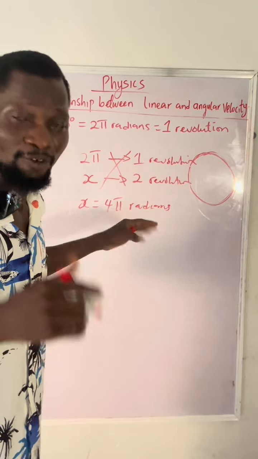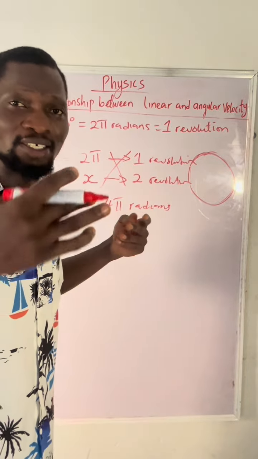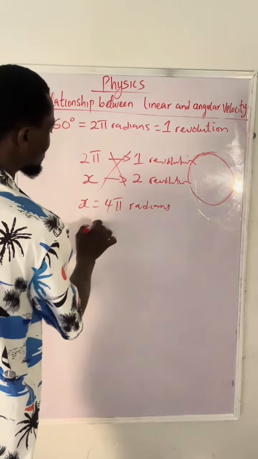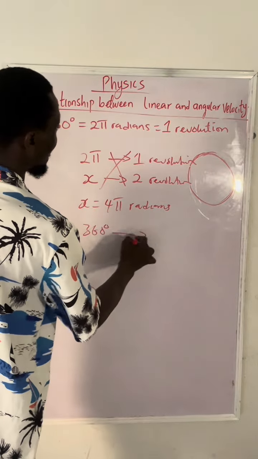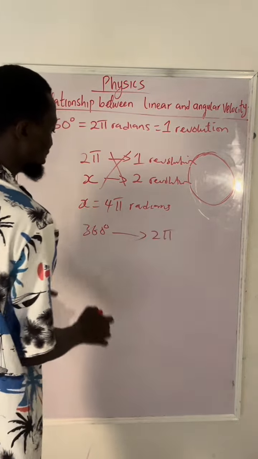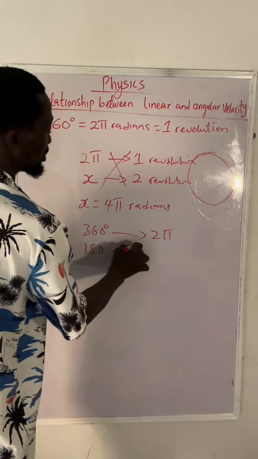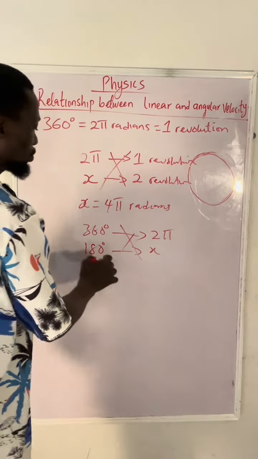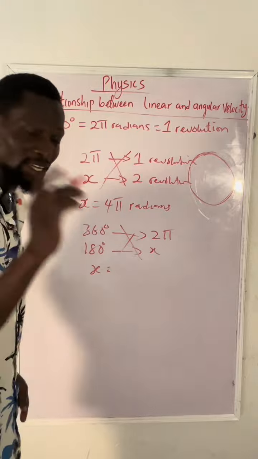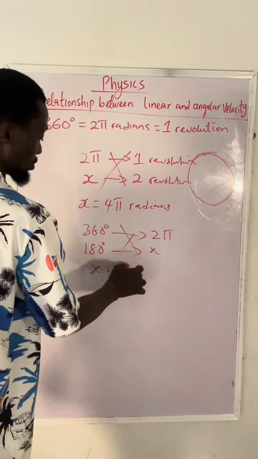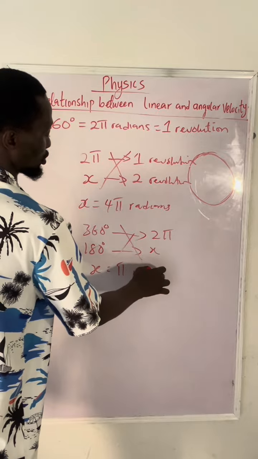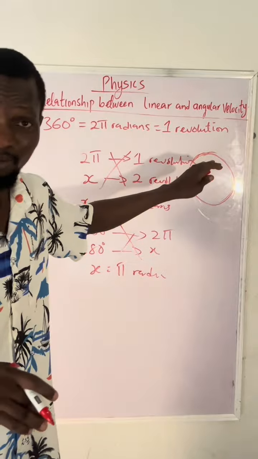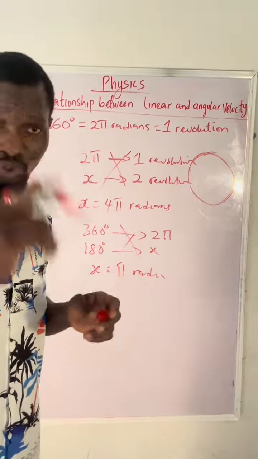Do you understand? For example, how many radians do you have in 180 degrees? Once I know that 360 degrees is 2 pi radians, then 180 degrees will give me what? Will give me x, something like this, and then you cross multiply. You realize that your answer at the end of the day is going to be pi radians. So that is the way to do your conversion. Once you know this, then you'll be able to do any conversion you want to do.